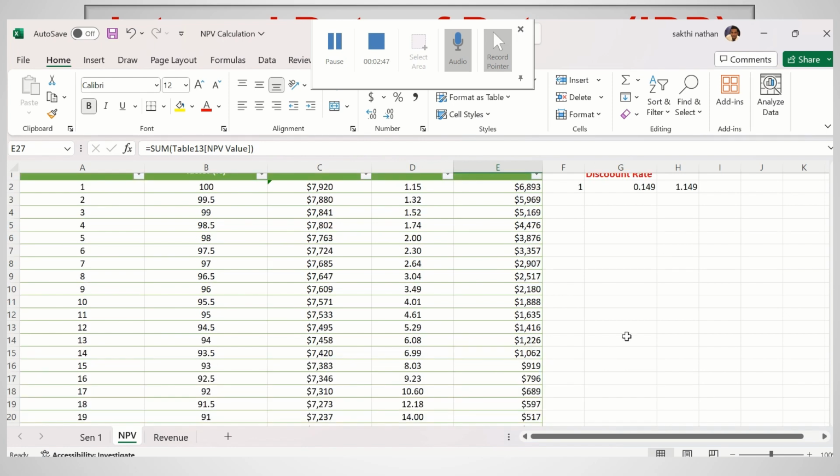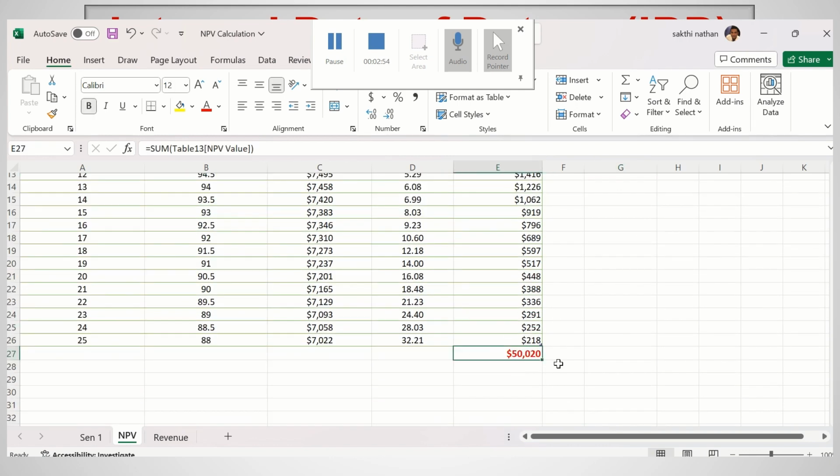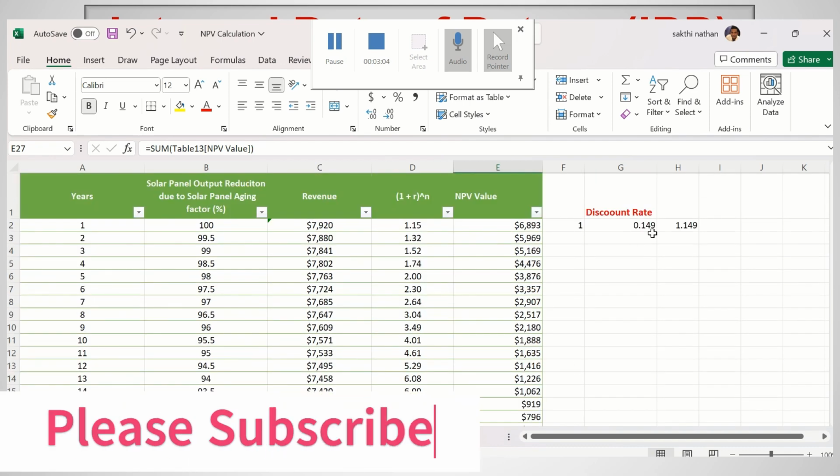So what is the idea here? If the discount rate is 14.9%, then I will get NPV 0, because this is $50,000, the investment is also $50,000, so revenue minus investment becomes 0. This is $50,020. So about 14.9% is my internal rate of return. Sorry for the spelling mistake, discount rate.